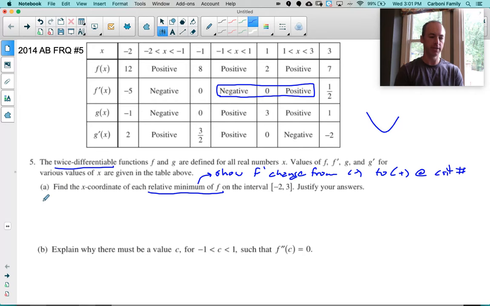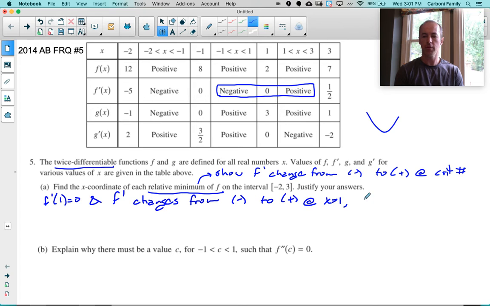So there it is. So I would say f prime of 1 is equal to 0, and f prime changes from negative to positive at x equals 1. Therefore, a relative minimum or local minimum, however you want to do that, at x equals 1. And so there's your justification and explanation for 1.